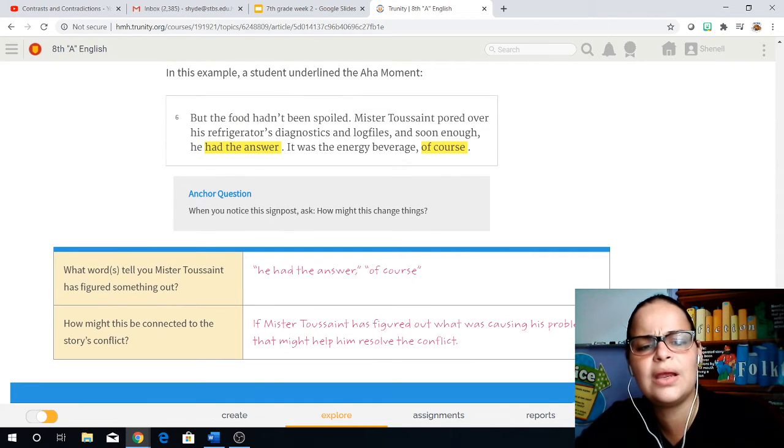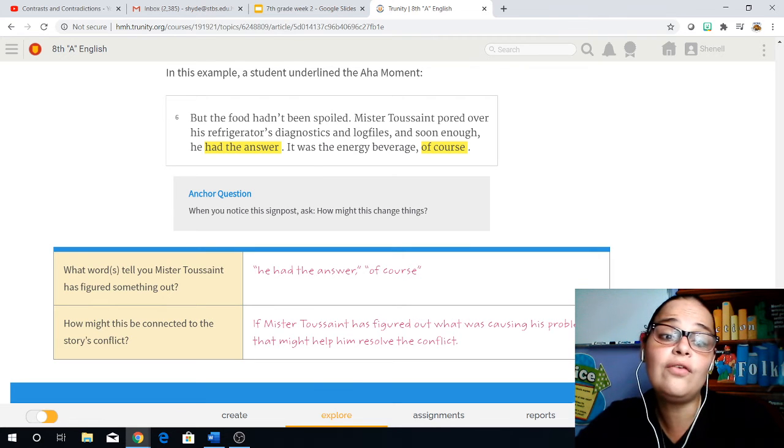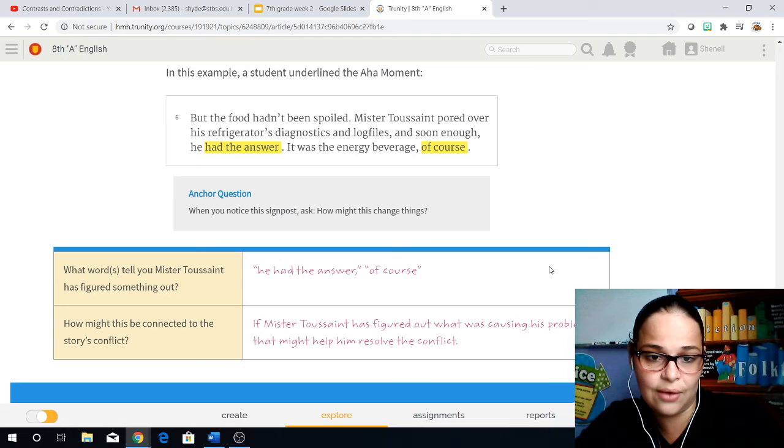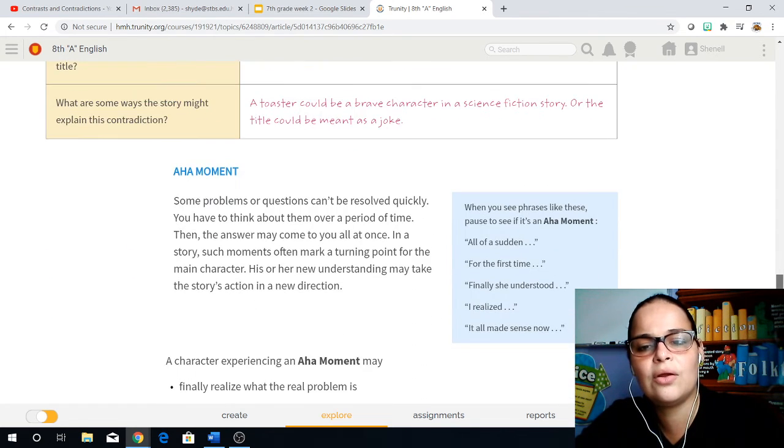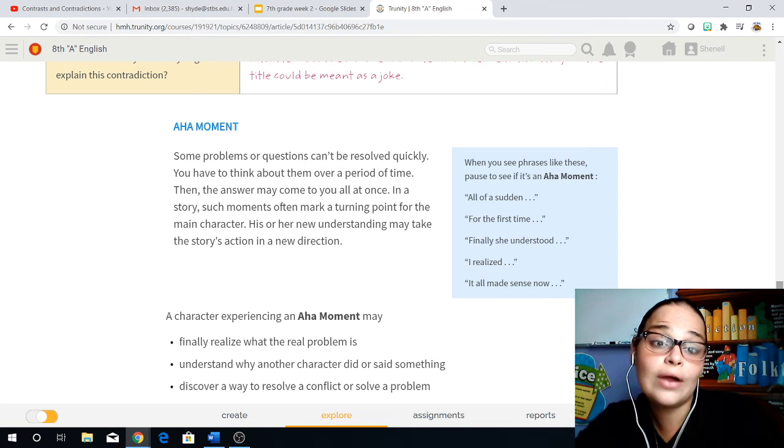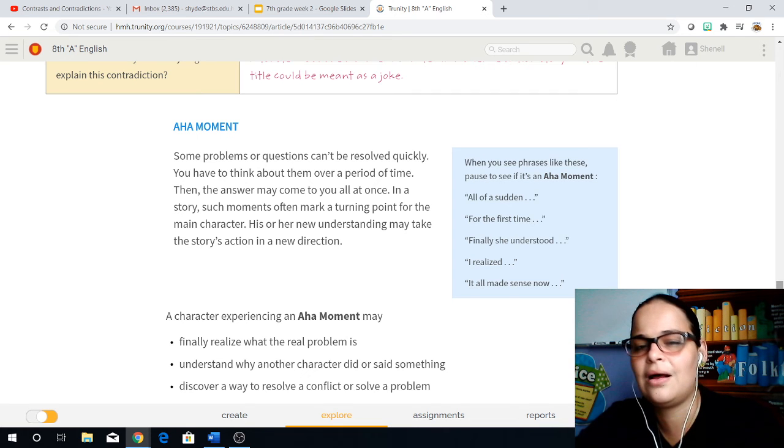So your anchor question would be, when you notice this signpost, ask yourself, how might this change things? What words tell you Mr. Toussaint has figured something out? He had the answer, of course. How might this be connected to the story's conflict? If Mr. Toussaint had figured out what was causing his problem, that might help him resolve the conflict itself. So let's go back here for a moment and look at a couple of things you should look out for in an aha moment. When you see phrases like these, pause to see if there is an aha moment. All of a sudden, for the first time, finally she understood, I realized, and it all made sense now.